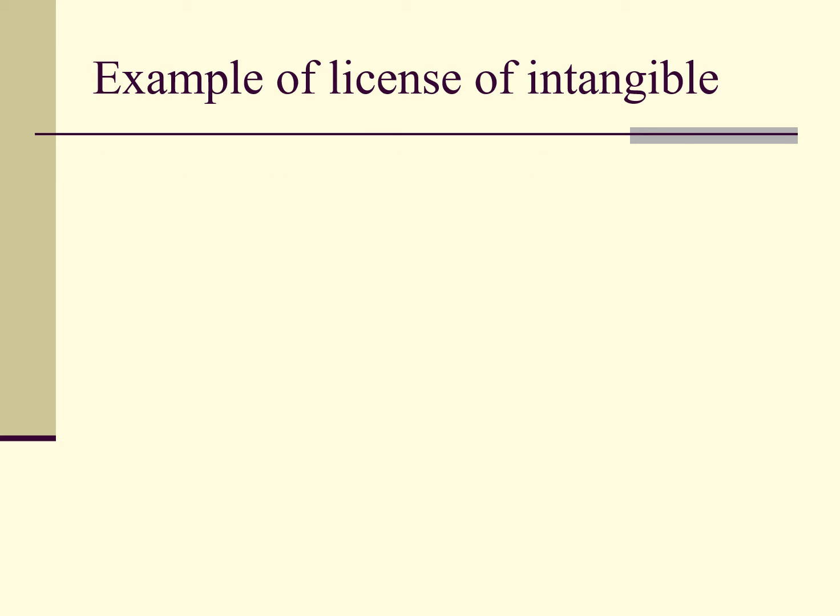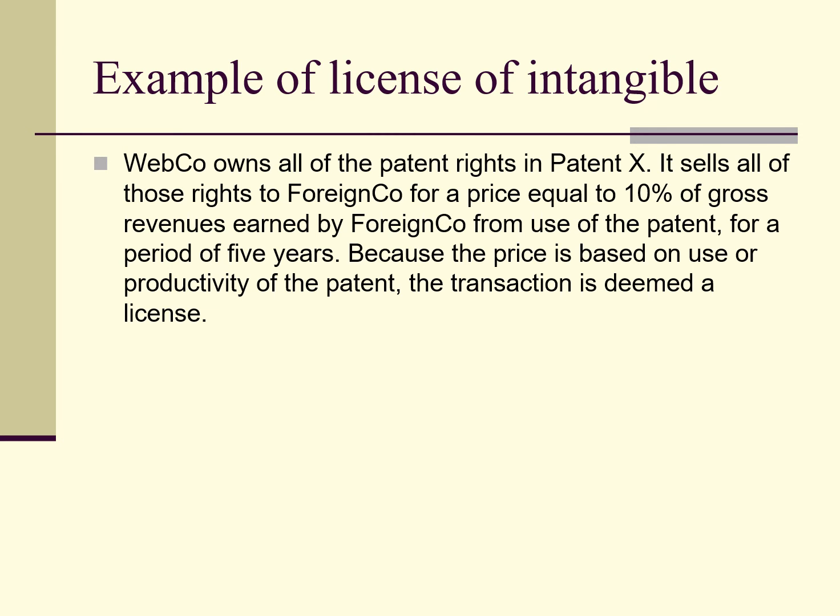Here's an example of a license of an intangible. Webco owns all of the patent rights in Patent X. It sells all of those rights to Fore & Co. for a price equal to 10% of the gross revenues earned by Fore & Co. from use of the patent for a period of 10 years. Because the price is based on the use or productivity of the patent, the transaction is deemed a license.